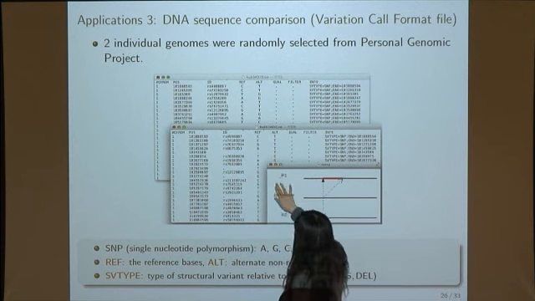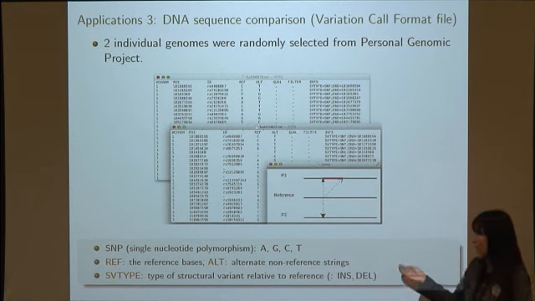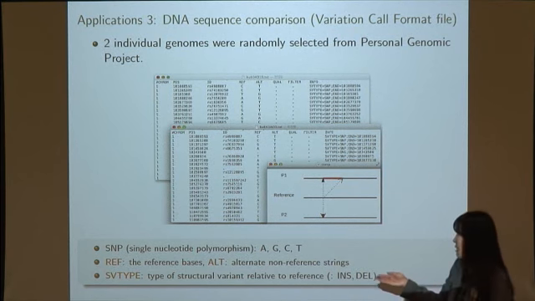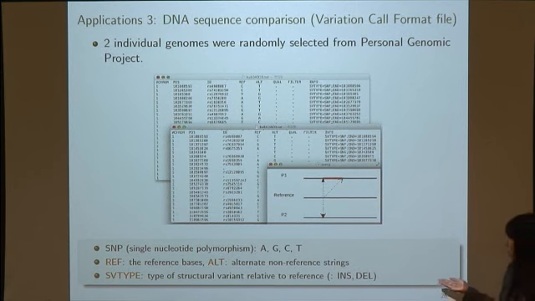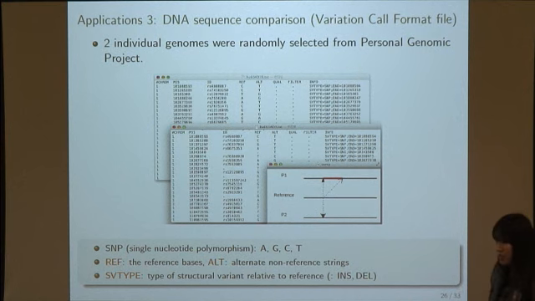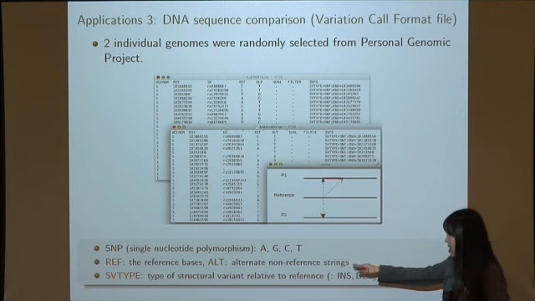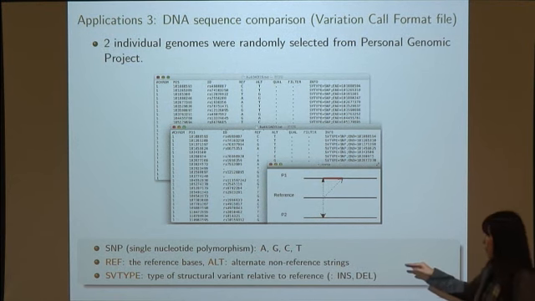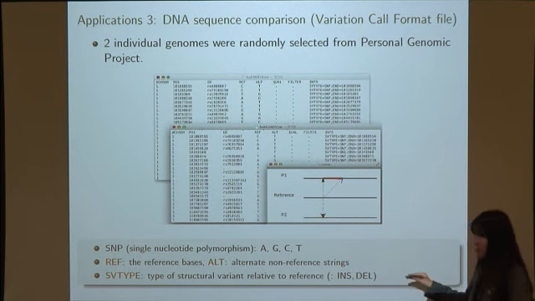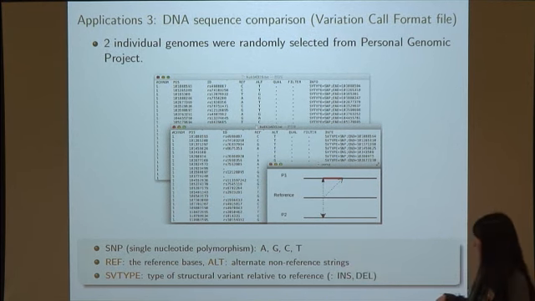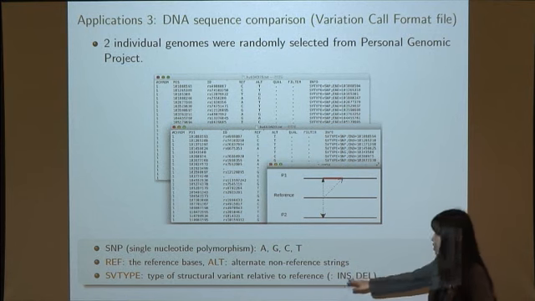Alternative genome. And there is a SV type, which is a type of structural variant relative to the reference. For example, if non-reference doesn't have any SNPs, then the SV type is deletion. And if the non-reference string have some SNPs, while the reference doesn't have, then the SV type is insertion.